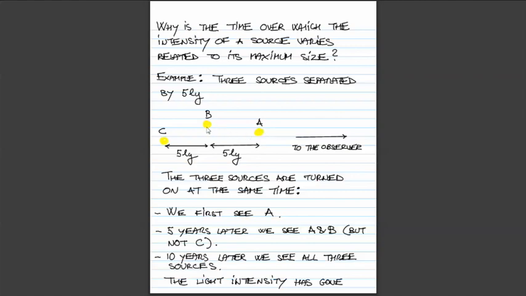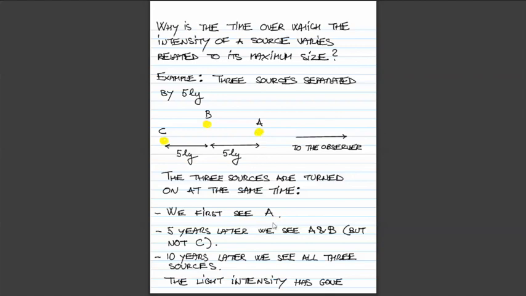But we will not see source B, right? Because it takes 5 years for its light to cover this extra distance. So initially, we just first see source A. And then 5 years later, we start getting the light from source B, right? Because it takes an extra 5 years for its light to cover this distance compared to the distance that the light from A has to cover.